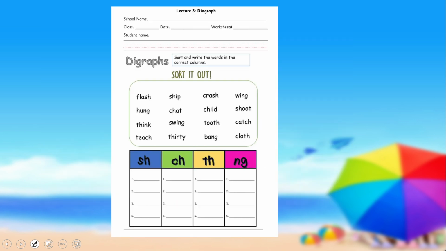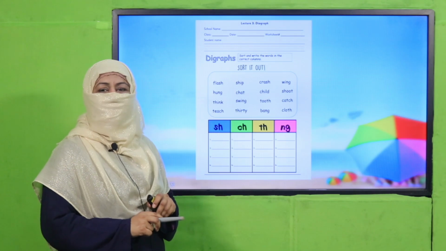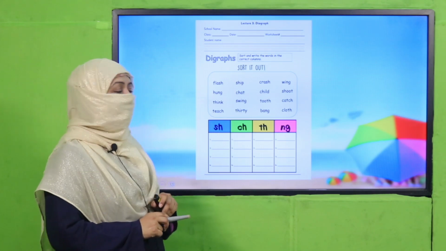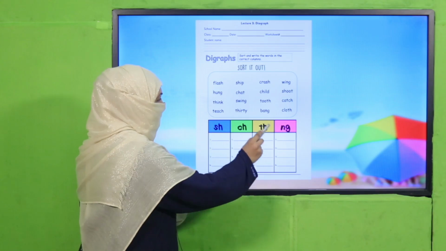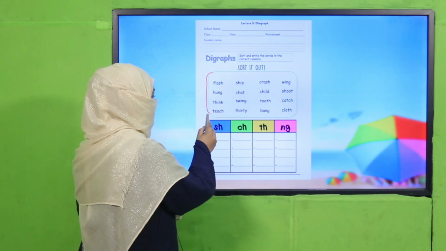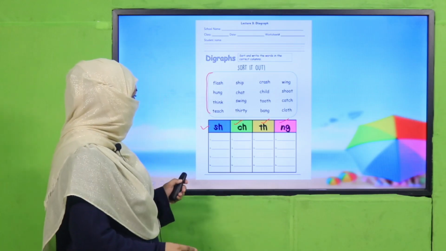Here is a worksheet, my dear fellow teachers. This worksheet, lesson plan, and PowerPoint presentation links are given. You may click it, download it, and kindly provide a printed worksheet to students for practice. And my dear students, what you are going to do, here are the groups for digraphs. You will find out the words and you will write them in their relevant digraph column, right?